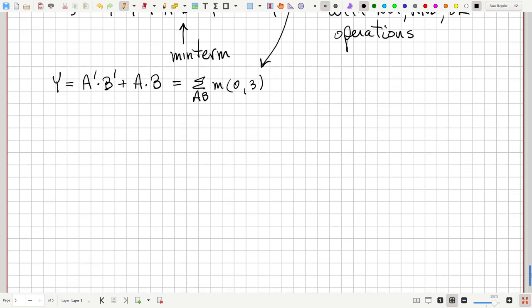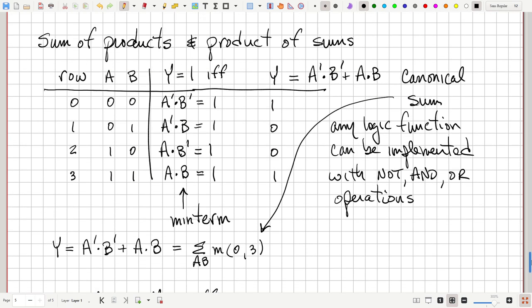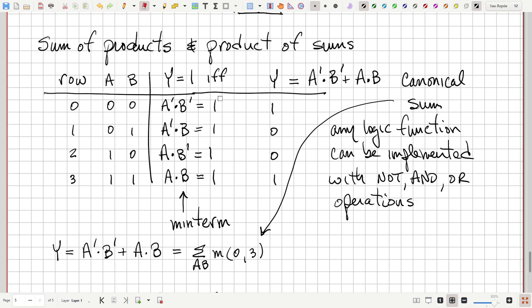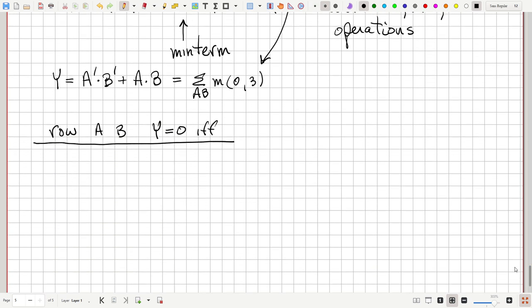Now, another way to represent a truth table, a logic function. Let's write this out here. Here's row A, B, and we'll look at expressions that make Y equal to 0 if and only if we're in that particular row. So for the min terms, we have expressions that are 1 in that row and 0 for all other rows. Now, in this case, we're going to make an expression that is 0 for that particular row and 1 for all other rows. So here A and B are 0, 0, 0, 1, 1, 0, 1, 1. And this is row 0, 1, 2, and 3.